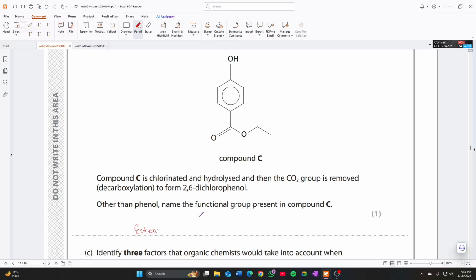Other than phenol, name the functional group. Here we have the phenol group, the hydroxy group, which is why we call it phenol. But we also have this group, which is an ester, COO connected with another carbon chain. So this is an ester group.